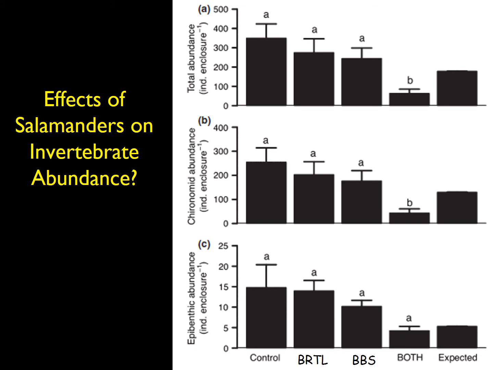All right. So this is a result of an analysis of variance, and what you want to look at is the lowercase letters. And so treatments that share lowercase letters do not differ significantly. So we see, for instance, looking at total abundance of invertebrates per enclosure, you can see that the Blue Ridge two-lined and the black-bellied salamander did not differ from the control that didn't have any salamanders. However, the treatment that had both species did differ significantly, that lowercase b.